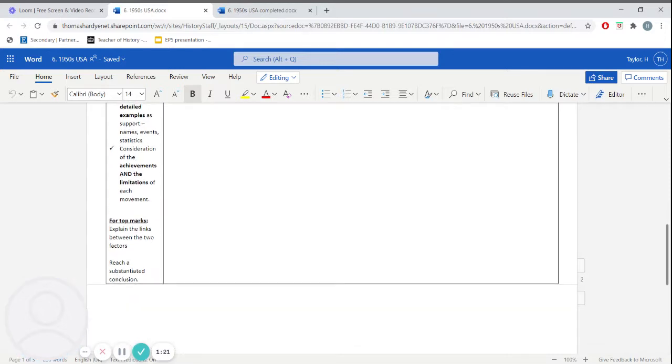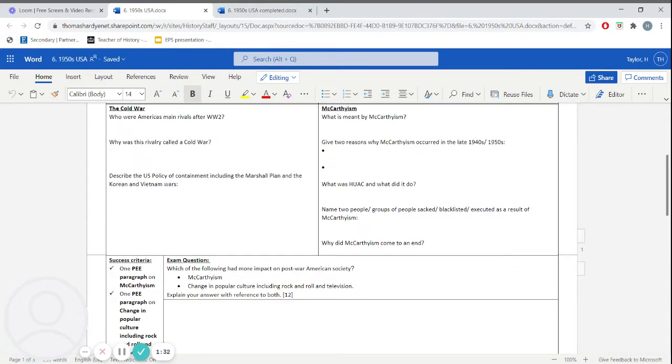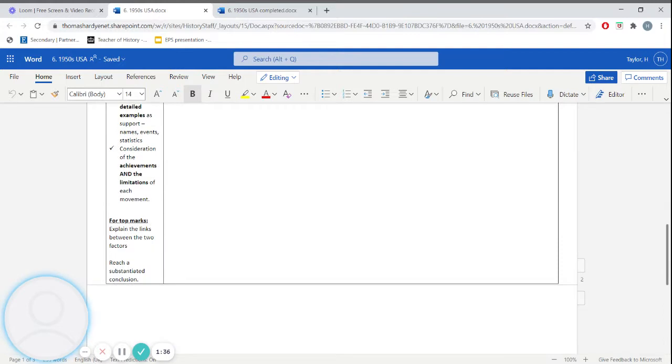For top marks, you need to make sure, firstly, you reach a substantiated judgment. Now, what do I mean by a substantiated judgment? That's not just saying, well, I think it's McCarthyism that had a bigger impact, or I think it's change in popular culture. That's saying that and then backing it up. It's explaining why you've made that judgment. And that can be based on some of the evidence that you've talked about already in those first two paragraphs.